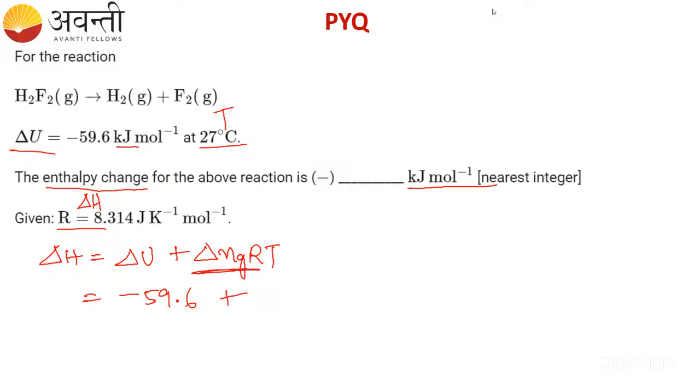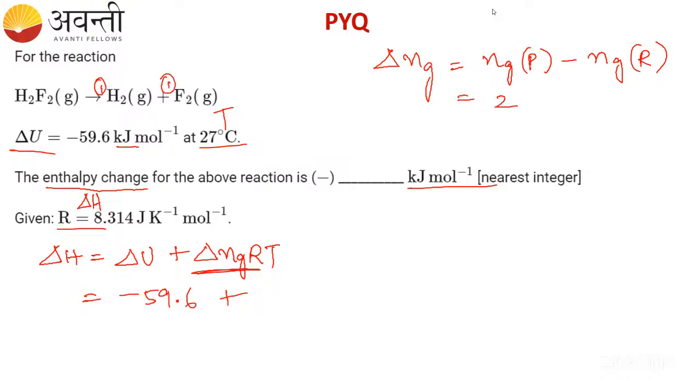What is delta Ng? Delta Ng is equal to number of moles of gaseous product minus number of moles of gaseous reactant. So how many gaseous products do we have? 1 plus 1 is 2. And how many gaseous reactants do we have? Only 1 mole. So it is 2 minus 1, which is going to be equal to 1.